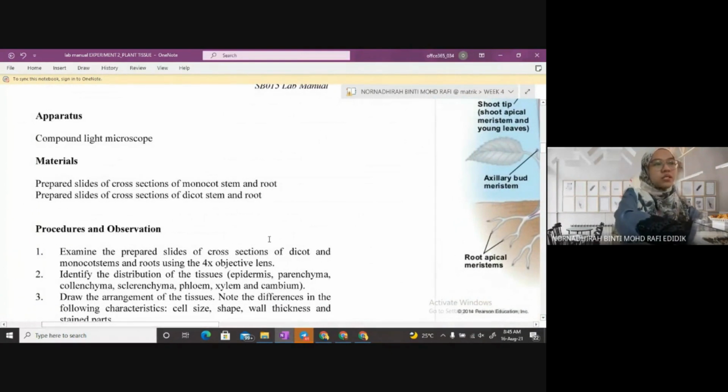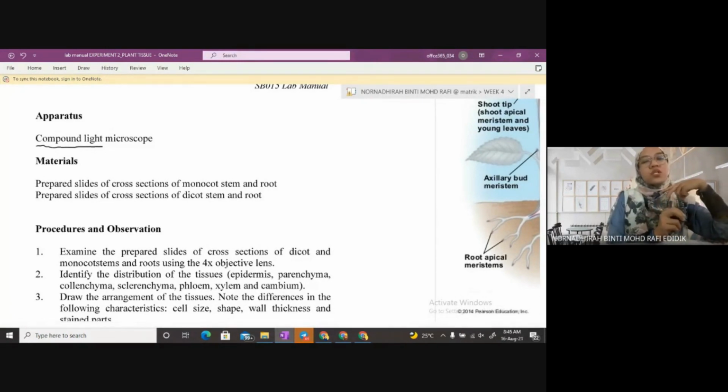Okay, so the apparatus, it is the compound light microscope. Remember, compound light microscope ni dia ada stage, berbeza dengan dissecting. Dissecting yang kita nak observe contohnya organ. Kalau anda buat eksperimen bedah tikus, dissecting mice, kita akan just observe menggunakan dissecting microscope. Tapi untuk eksperimen ni kita akan guna compound light microscope. Biasanya kalau dekat college ni memang ada 2 jenis, compound light dengan dissecting. So compound light ni kita fokus on cell, kita nak explore the cell.